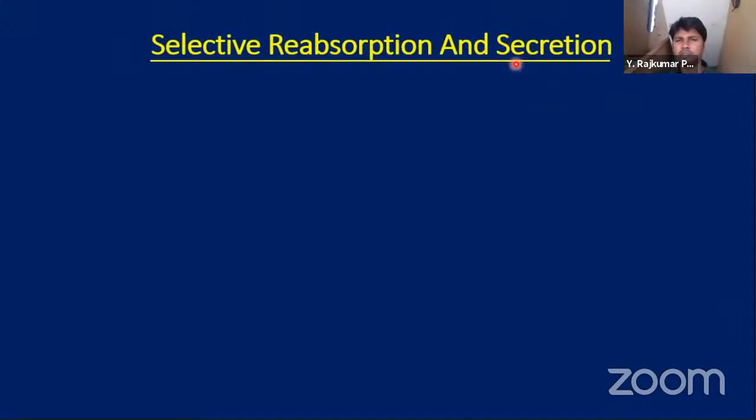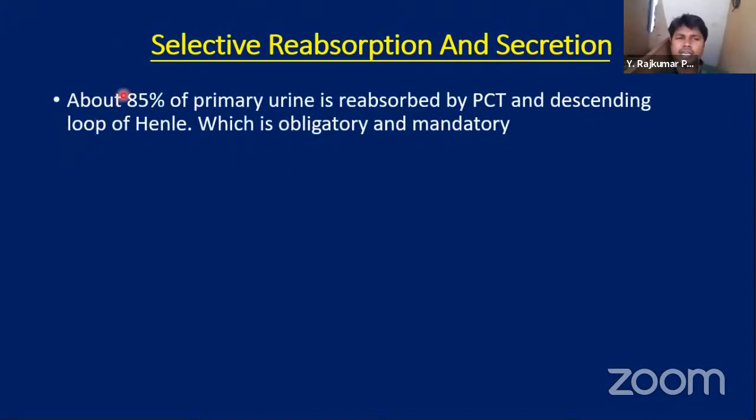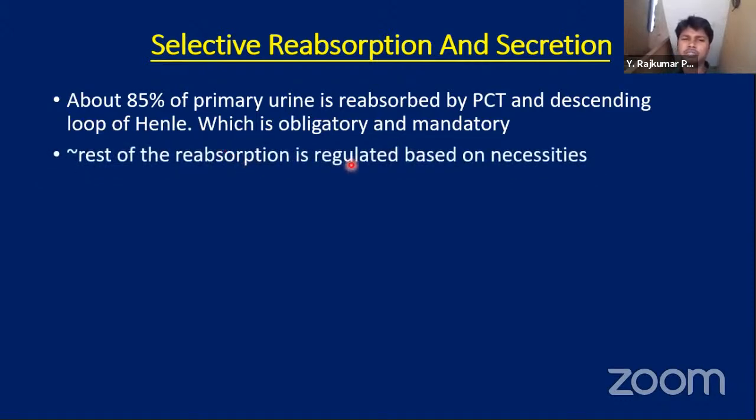Let's see selective reabsorption and secretion. About 85% of the primary urine is reabsorbed by the proximal convoluted tubule, which is PCT, and the descending loop of Henle, which is obligatory, which is mandatory. The rest of the reabsorption is regulated based on necessities.